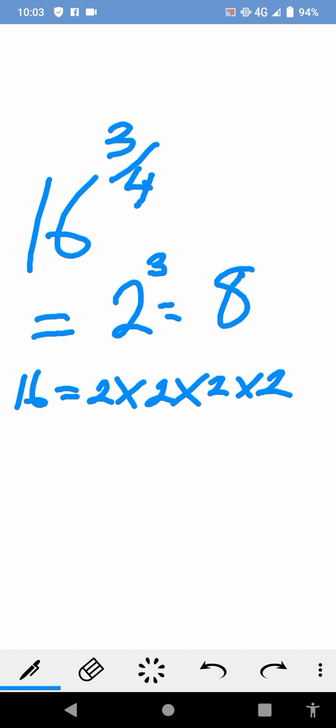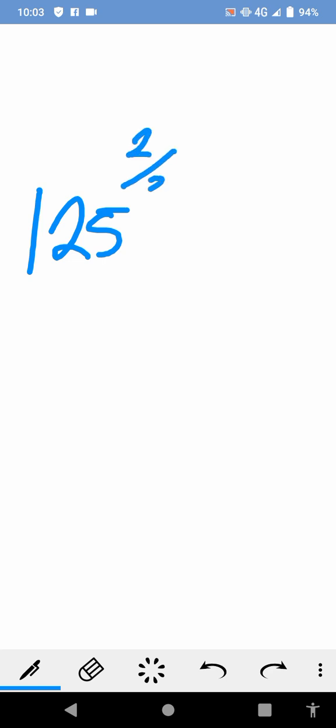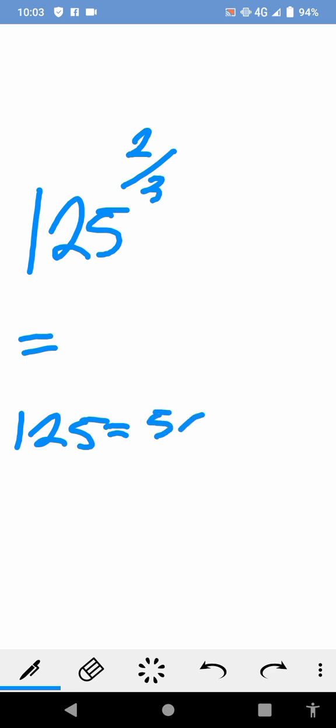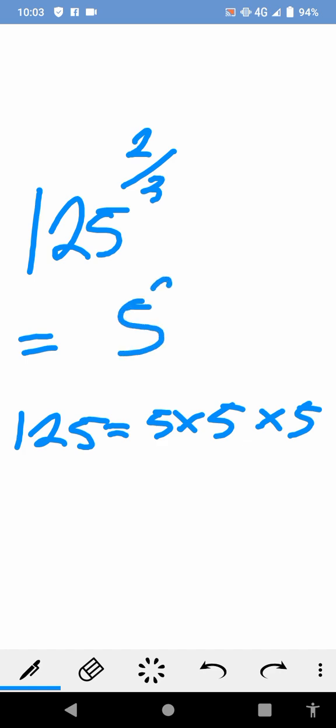Okay, let's see another one. Let's say we have 125 raised to power 2 over 3. The cube root of 125 is 5. In case you don't know, you have to multiply 5 three times: 5 times 5 times 5. That's the cube root. So the cube root of 125 is 5, and the 5 will be raised to power 2, and 5 times 5 will give us 25. So 125 raised to power 2 over 3 is 25.